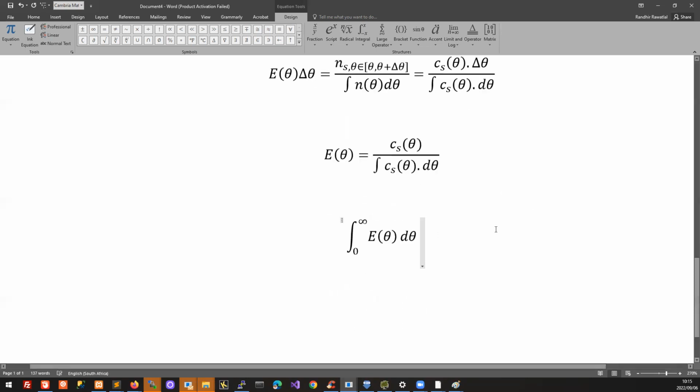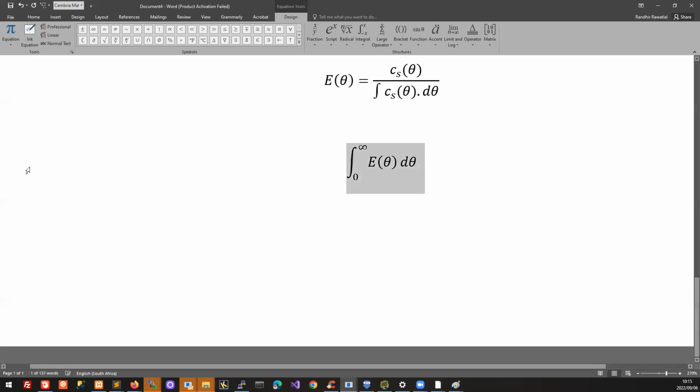Okay, so think about this integral now. What's the answer here? Any takers for this? What does this thing mean?